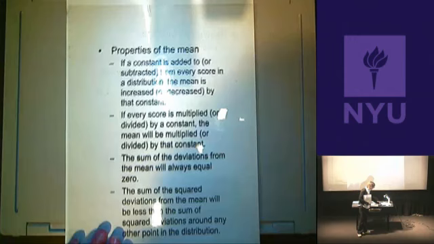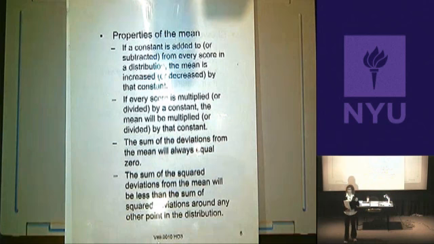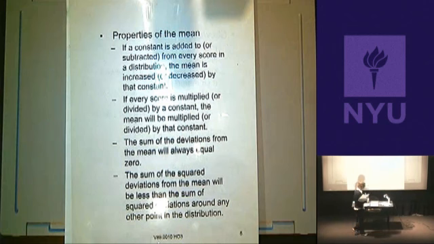Now let's talk for a couple minutes about properties of the mean and the standard deviation. As I mentioned before, a mean works like the fulcrum of a seesaw, with the distances of the scores above and below the mean balanced out by the fulcrum. So let's talk about what happens. First of all, what happens if you add or subtract a constant to every score in the distribution? What happens to the mean?